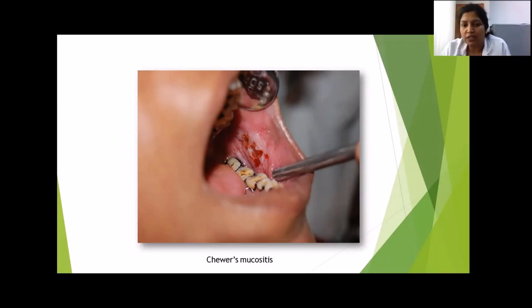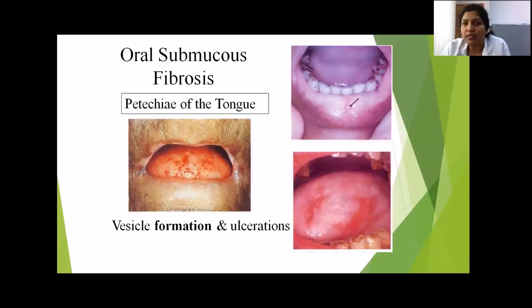This kind of lesion is known as chewer's mucositis. This is where you see the oral mucosa appears wrinkled and discolored. It is commonly seen among chronic tobacco chewers. Okay, and this is what I was telling you. Oral submucous fibrosis is very commonly seen among chewing tobacco users, especially the commercially available tobacco, that is the pan parag gutkhas. We have seen this kind of lesion within a very short period of usage, after around 18 to 20 months of usage.